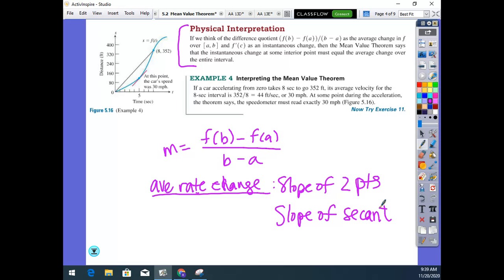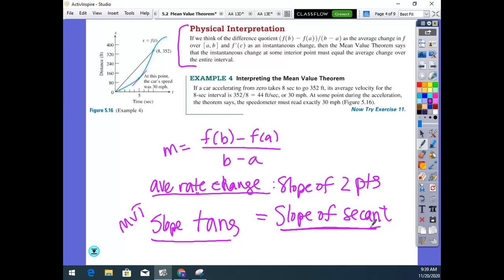So the physical interpretation of your mean value theorem is where the slope of the secant equals the slope of the tangent. The mean value theorem is technically saying, where does the slope of the tangent line equal the slope of the endpoints, the secant? Okay? All right, so interpreting the mean value theorem.